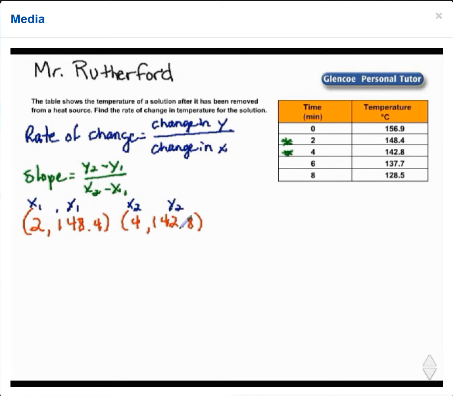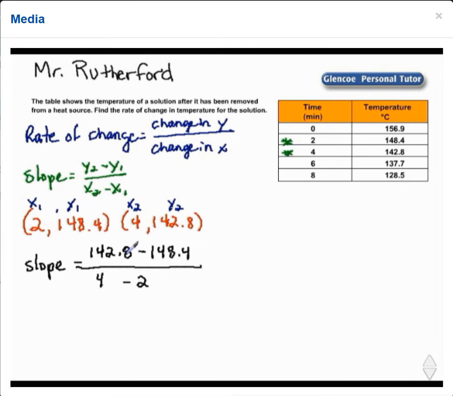So now we can substitute these values into our slope formula. So we have slope, or rate of change, as we said before, is equal to our y2, which is 142.8, minus y1, which is 148.4, over or divided by x2, which is 4, minus x1, which is 2.